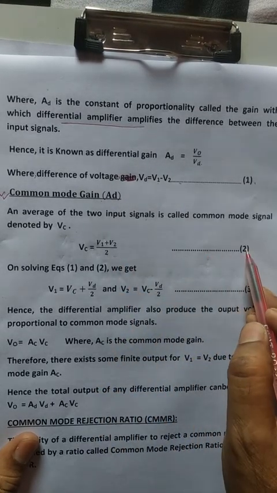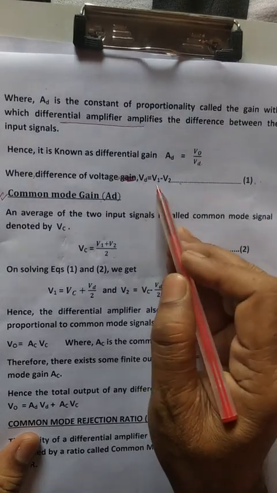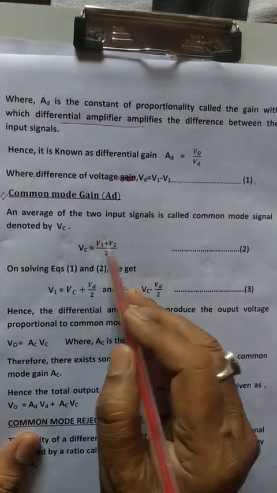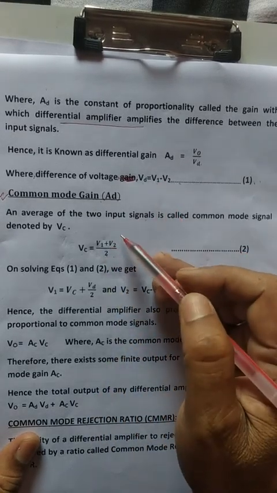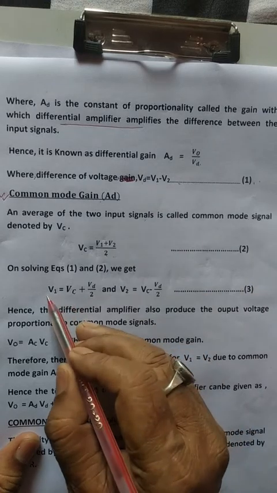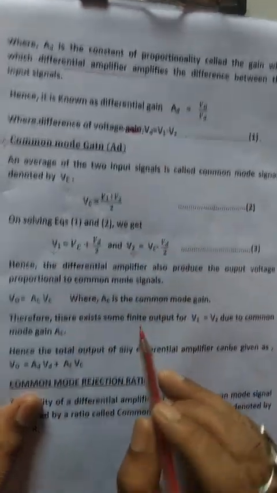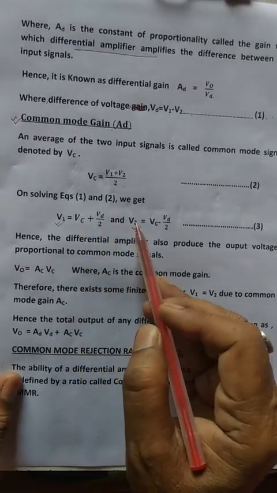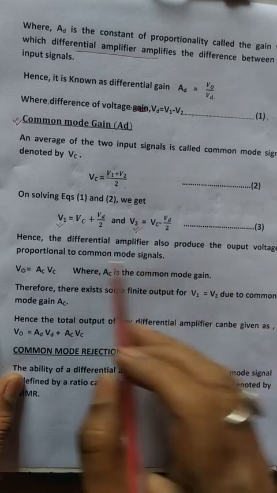Assume this is equation 2. So we have two equations, 1 and 2. Now VD is equal to V1 minus V2, VC is equal to (V1 plus V2) by 2. Now we solve these two equations. We get V1 is this much and V2 this much on solving these two equations. So once we obtain V1 and V2, we will use them later on.